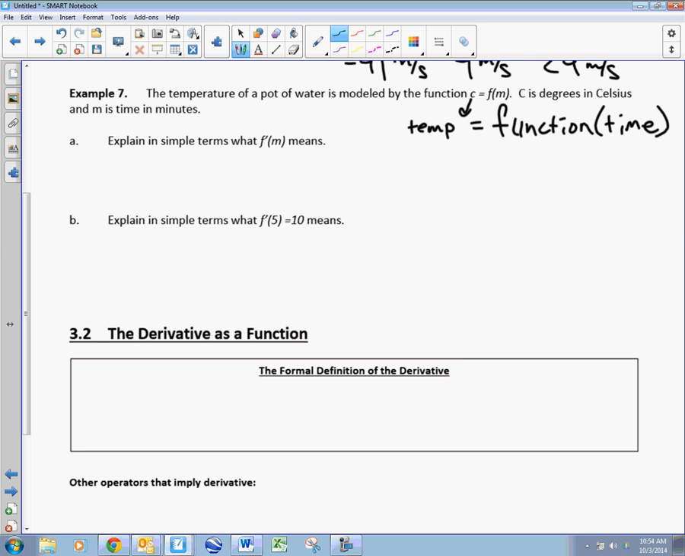You might be setting it outside to cool on the deck in snow. You might be having it on the stove and heating up. All sorts of options. So explain in simple terms what f prime of m means. So if this is f of m, what does f prime mean? What are some words we've used to describe derivative? Instantaneous rate of change. So this is the rate of change of temperature.